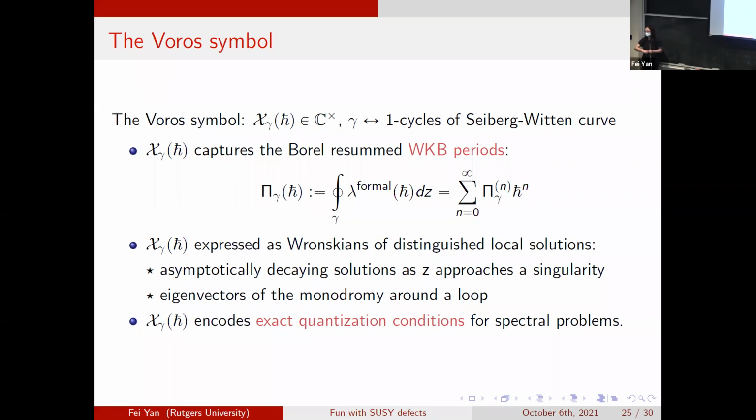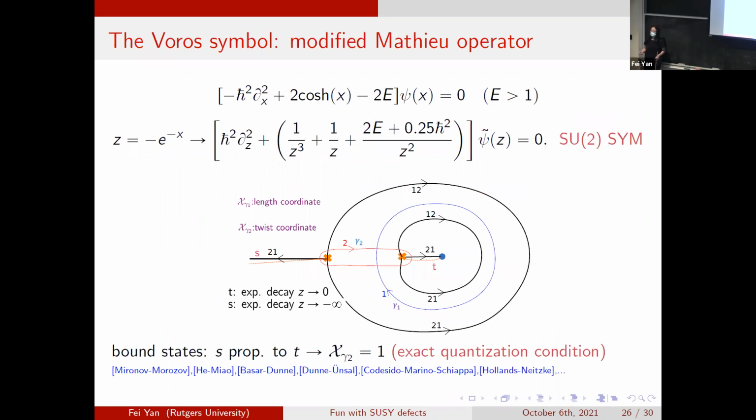So just to say now, it could be some asymptotically decaying solution as z approaches a singularity, those punctures I talked about earlier, or it could be some eigenvectors of the monodromy along a loop. And a very useful thing is that the Voros symbol encodes exact quantization conditions for different spectral problems. So now let me illustrate how this works.